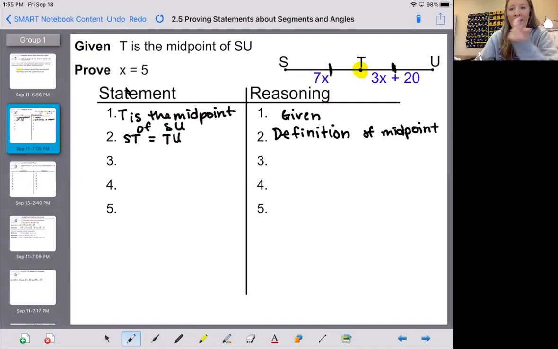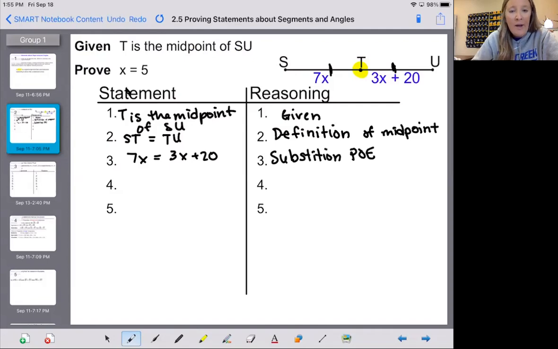Okay, well next, how big is ST? It is 7x. And TU is 3x plus 20. So how did I get from line 2 to line 3? How did I get from here to here? Well, all I did was plug in what the numbers were in the picture, right? So that is simply the substitution property of equality. All right, now that I have an equation here, I'm just going to start solving this like I would in Algebra 1. So I'm going to subtract that 3x from both sides, leaving me with 4x equals 20. Now, how did I get 4x equals 20? I subtracted, right?